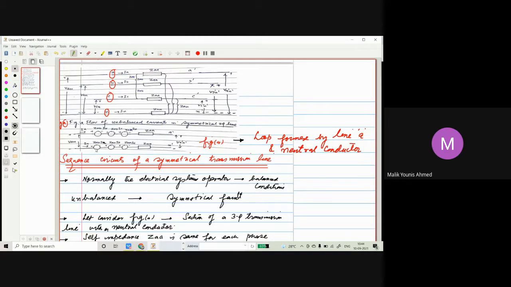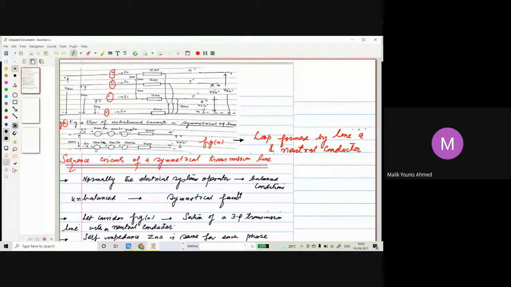I'll be repeating, this is a very important point. What we are considering here is phase A. When we are considering phase A, the current flowing through phase A is IA. Because of the currents flowing in the other phases, B and C, and there is a neutral conductor, voltage will be induced. That voltage will be mutual impedance multiplied by that current. So this is very clear here.